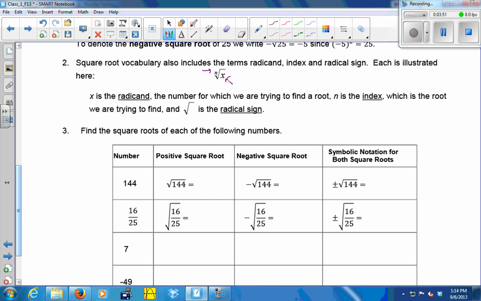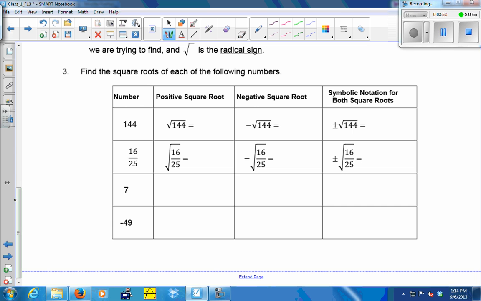All right, so let's do a few examples. I want to find the square roots of these numbers. So my number is 144. What is radical 144? 12. And what is negative radical 144? Negative 12. And the way that we combine these into one single notation, because mathematicians are very efficient, instead of writing positive 12 or negative 12, we write plus or minus 12.